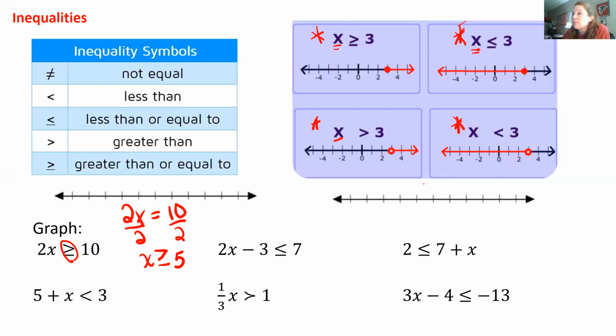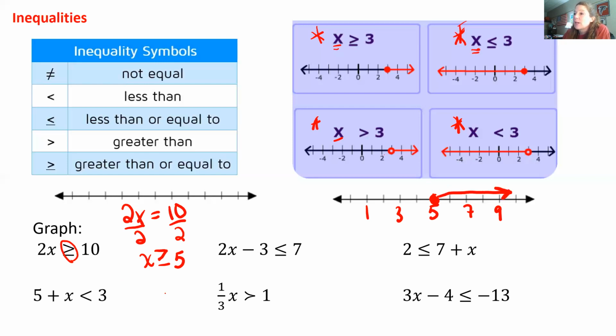So when we go to our number line, we're going to put that number in the middle. So 5, 6, 7, that would be 3, that would be 1, this would be 9. We're going to find 5. We're going to do a closed circle because it says x could be 5, or could be any number to the right of 5 on the number line.